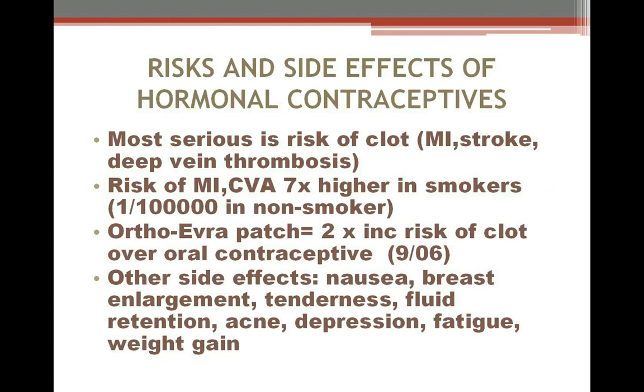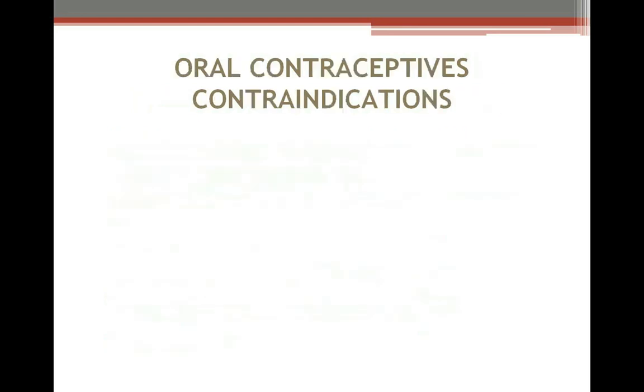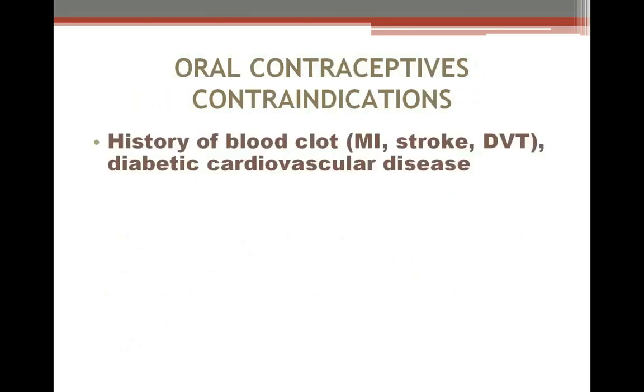But they have potential side effects. The most serious one is the risk of blood clotting. In patients who smoke, the risk of stroke is 7 times that of patients who don't smoke. The most serious side effects are myocardial infarction, which is a heart attack, deep vein thrombosis, or stroke. Even with the patch, there's twice as much risk as with taking the oral contraceptive because it bypasses the liver for metabolism on first pass. It can also cause nausea, breast enlargement, breast tenderness, fluid retention, acne, mood change, depression, fatigue, and weight gain. These are not common side effects, but these are the ones that are most commonly reported. So they're not well tolerated by everybody who takes them, and some women can't tolerate certain birth control pills.